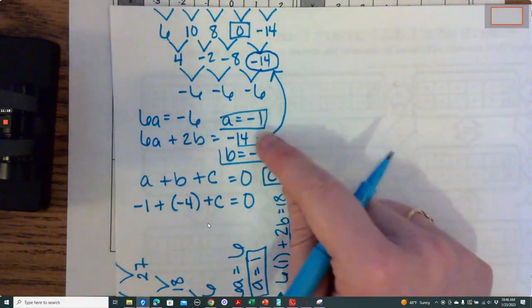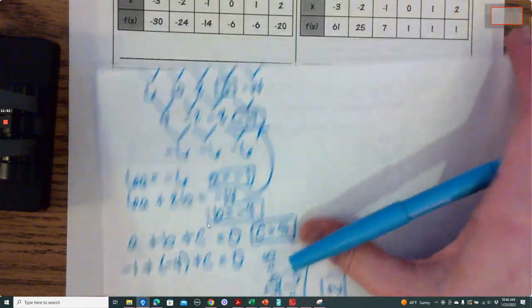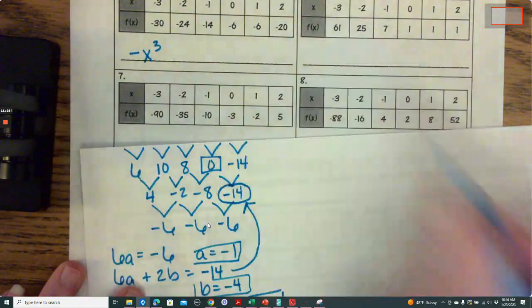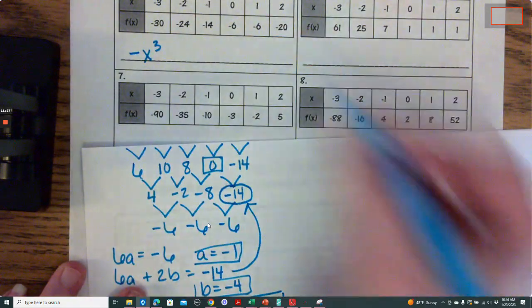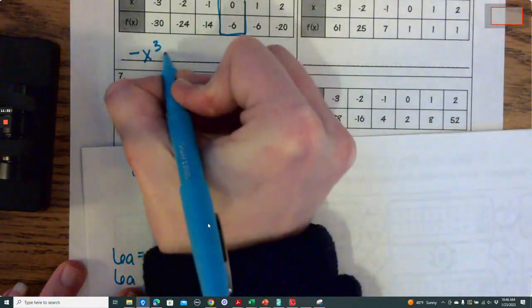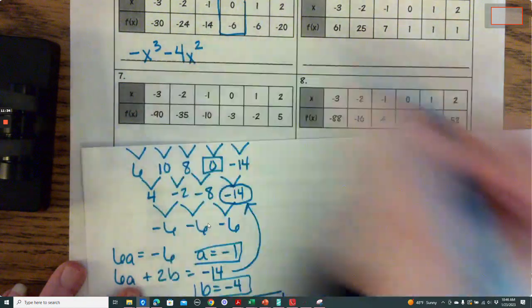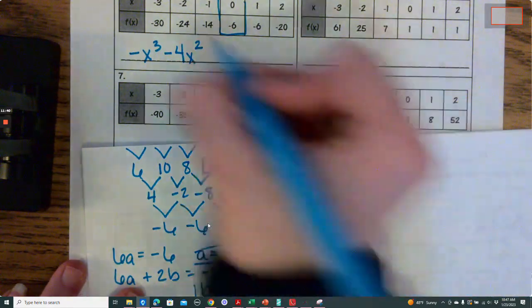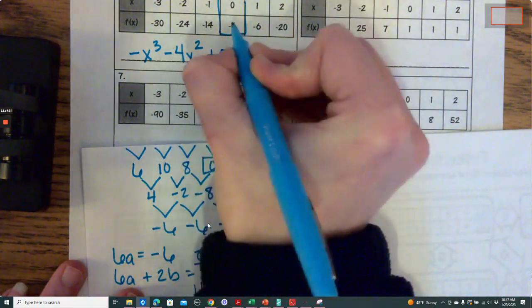All right, so now we write it out. A is negative 1, so negative x cubed. Wait, we didn't do D. D is just the y-intercept, where x is 0. B is negative 4, so negative 4x squared. Is it always gonna be cubed like that? The first one, A, is always cubed. C is a 5, so plus 5x.